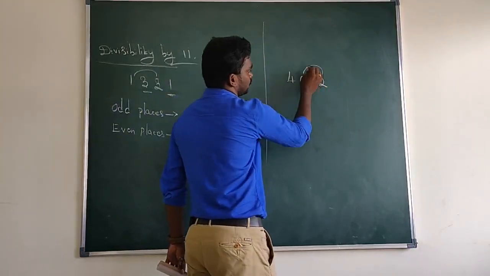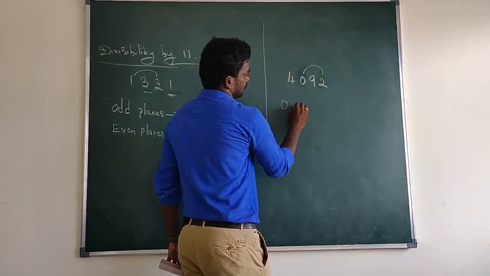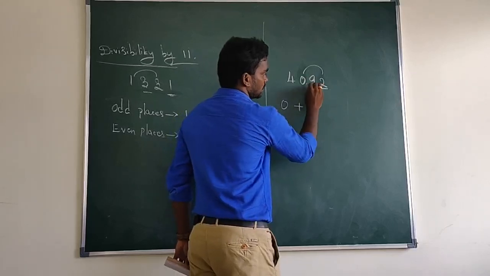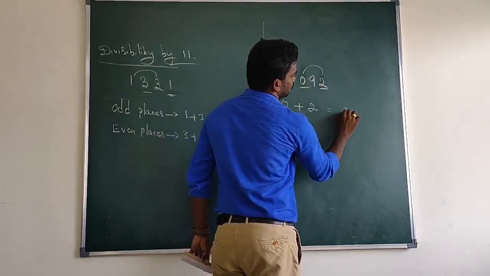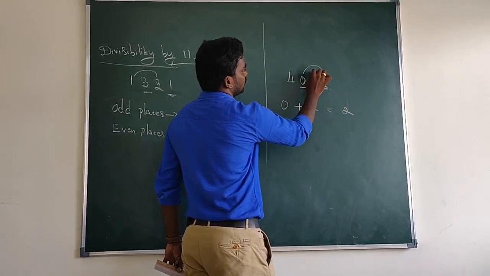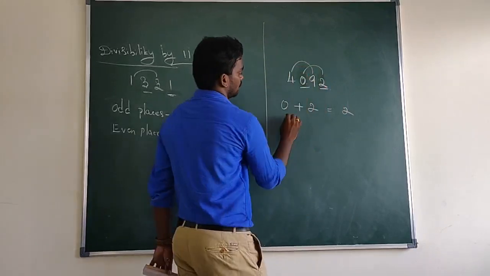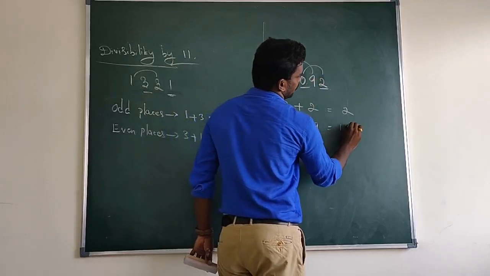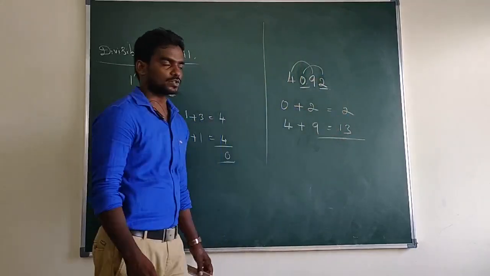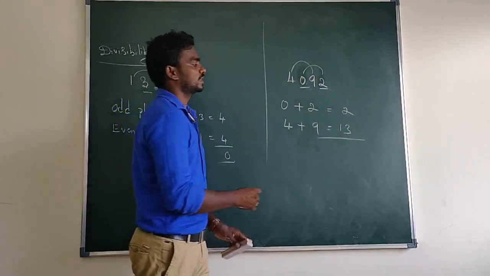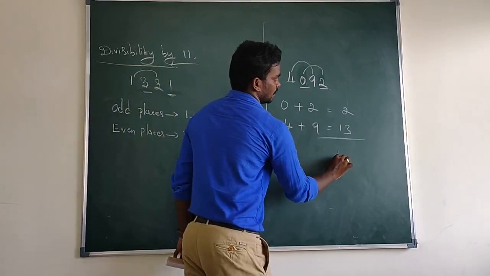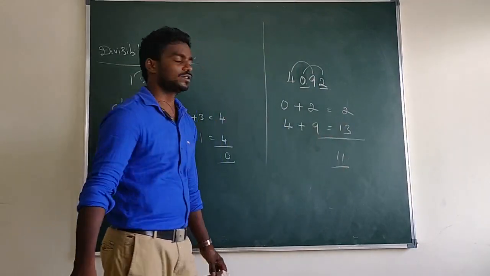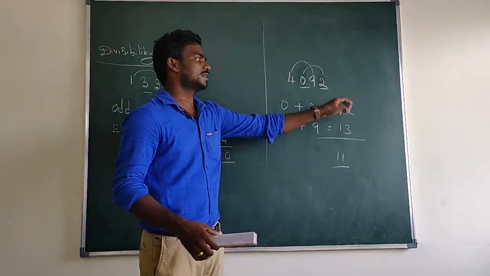The odd places are 2 and 0, so the value is 0 plus 2, which is 2. The even places are 9 and 4, so the value is 4 plus 9, which is 13. What is the difference between 2 and 13? It is 11, because 13 minus 2 is 11.